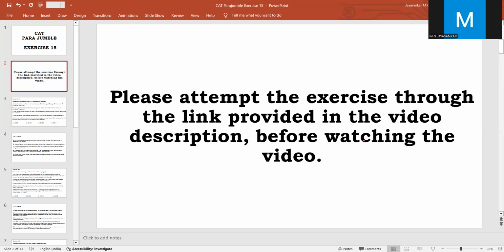That will maximize your learning and help you to clarify many things or many techniques that we are generally using in getting to the answers in the quickest possible manner. So in order to make your learning more effective, it is always better to first attempt the exercise on your own and then watch the video so that your learning becomes complete. So let's go straight away to the questions.